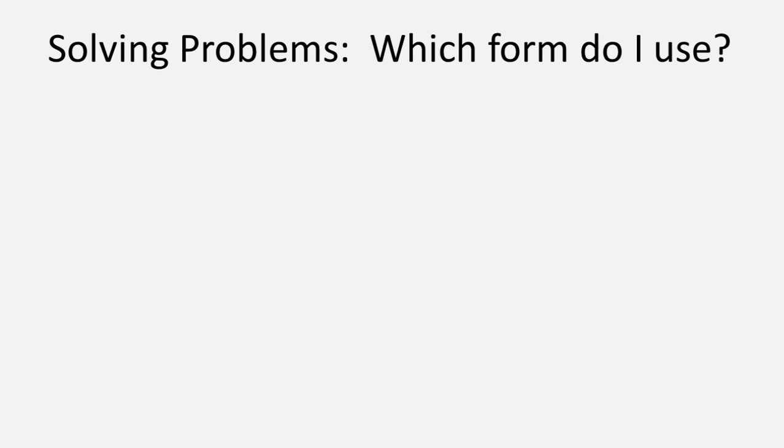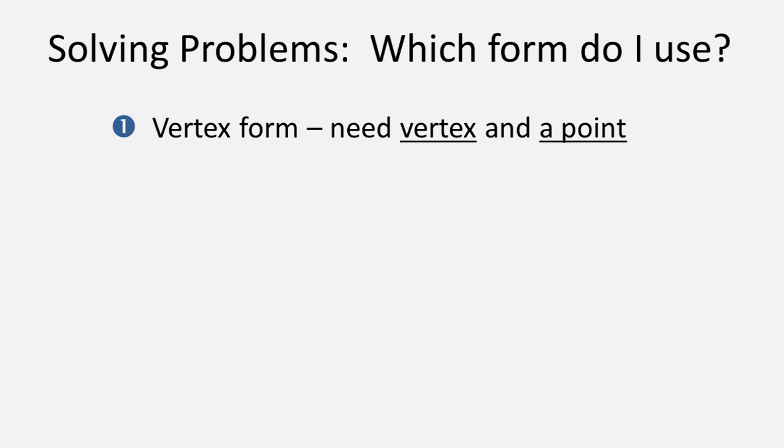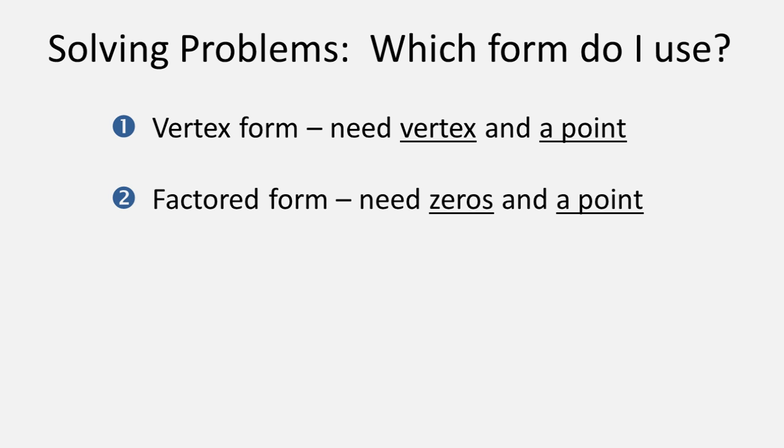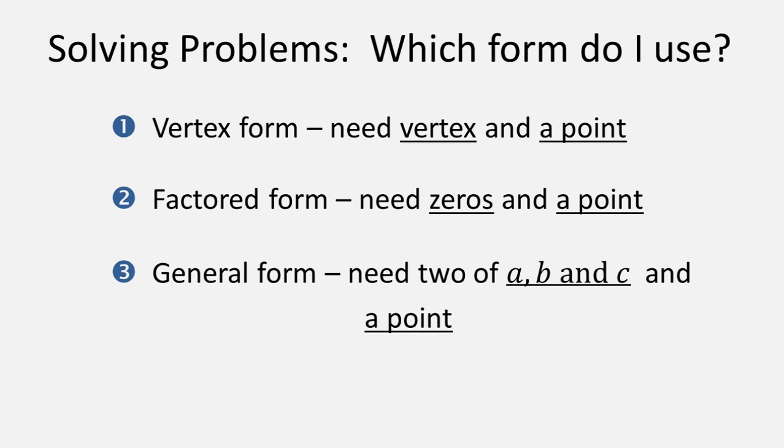So which form of the quadratic function do I use to solve a problem? Well, this depends on the information you have been given in the question. For vertex form, you need the vertex and one other point. For factored form, you need the zeros and one other point. And for general form, you need two of a, b, and c and one other point on the graph.